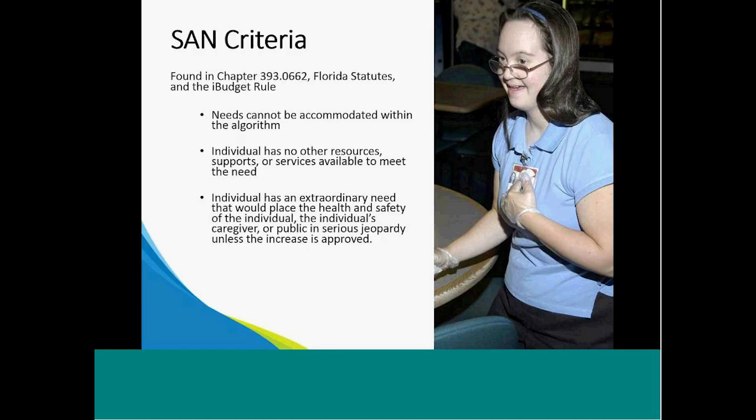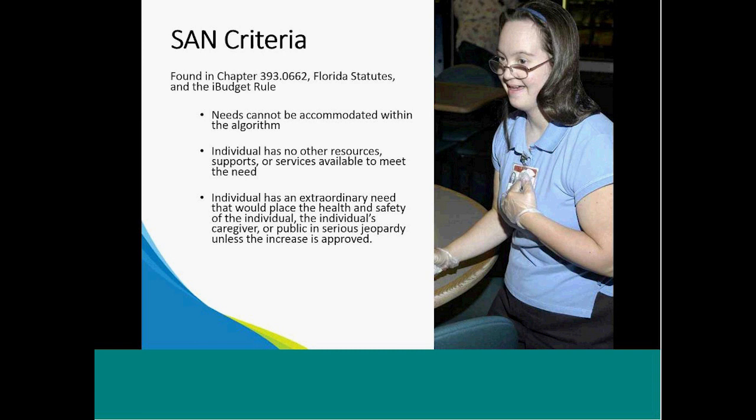So first, before you submit a SAM, you should ensure that the request meets the criteria for significant additional needs. So there's criteria both in the Florida Statute 393.0662 and also in our iBudget rule, which is 65G-4.0213. This criteria is very important to Director Palmer and the people downtown, because a SAM should never be just for stuff that people just want to have, but there's real, serious criteria involved with requesting a SAM.